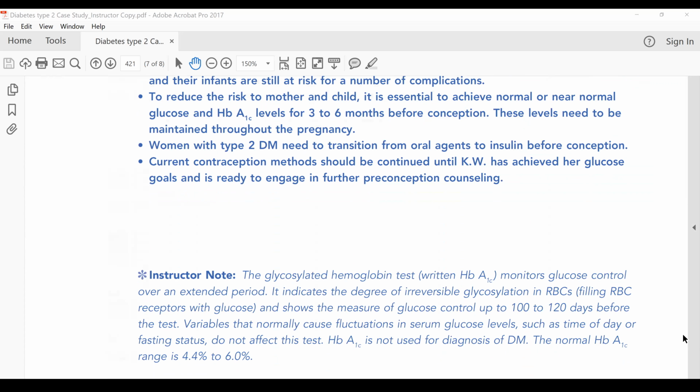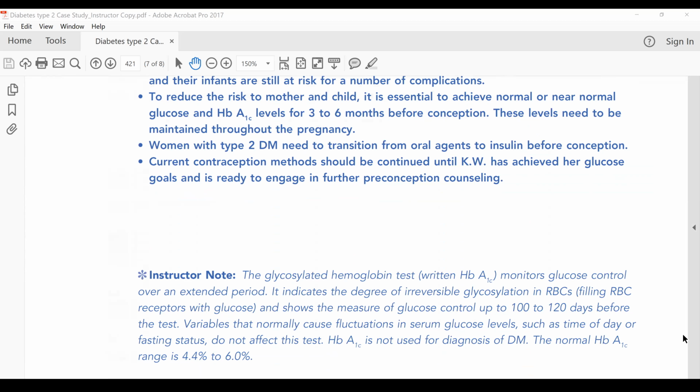Things that can cause the glucose to fluctuate, like the time of the day or fasting status, do not affect this test. So there are variables that can cause fluctuation, but the time of the day or whether the person is fasting or not is not going to make the test go up or down.